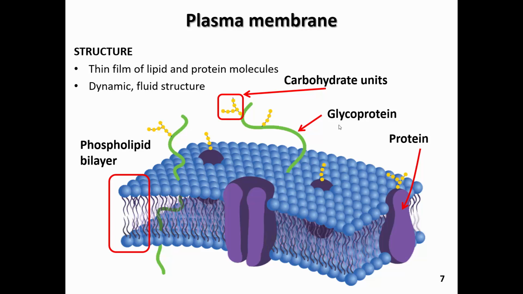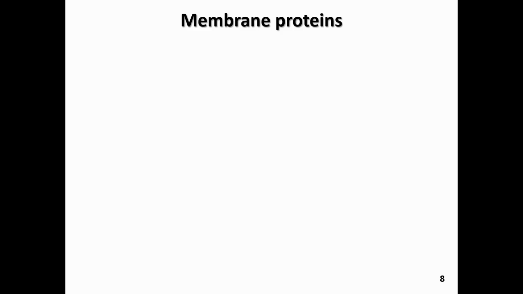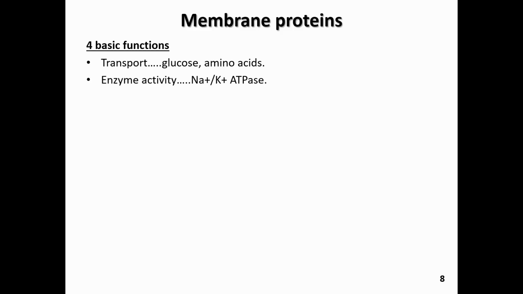So just to review, one final review here with respect to membrane proteins in terms of 4 basic functions. The first here is transport. 2 examples include glucose and amino acids. So these are considered to be very important nutritional molecules obtained in the diet that must be transported into cells for usage. As indicated, some of these proteins serve as enzymes, and the sodium-potassium ATPase is one such important enzyme.